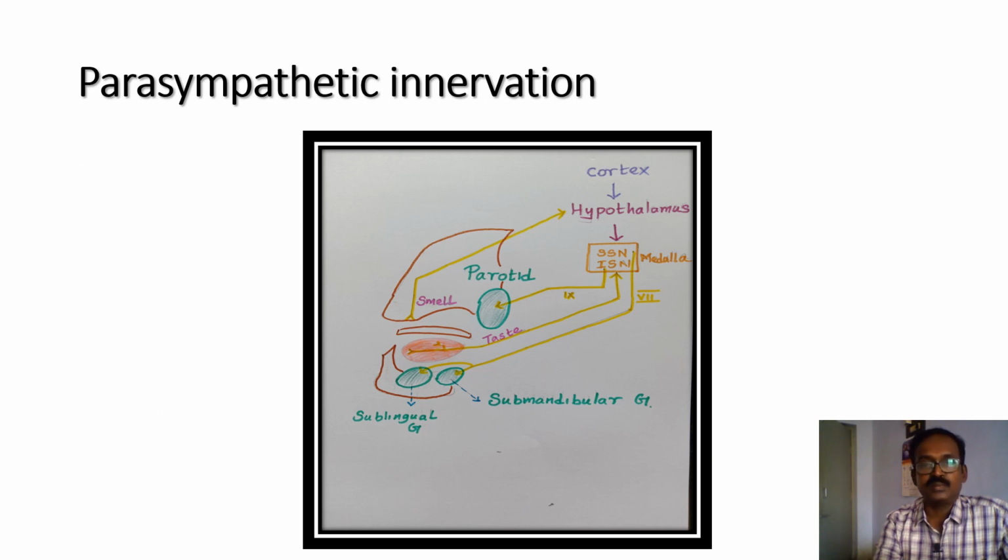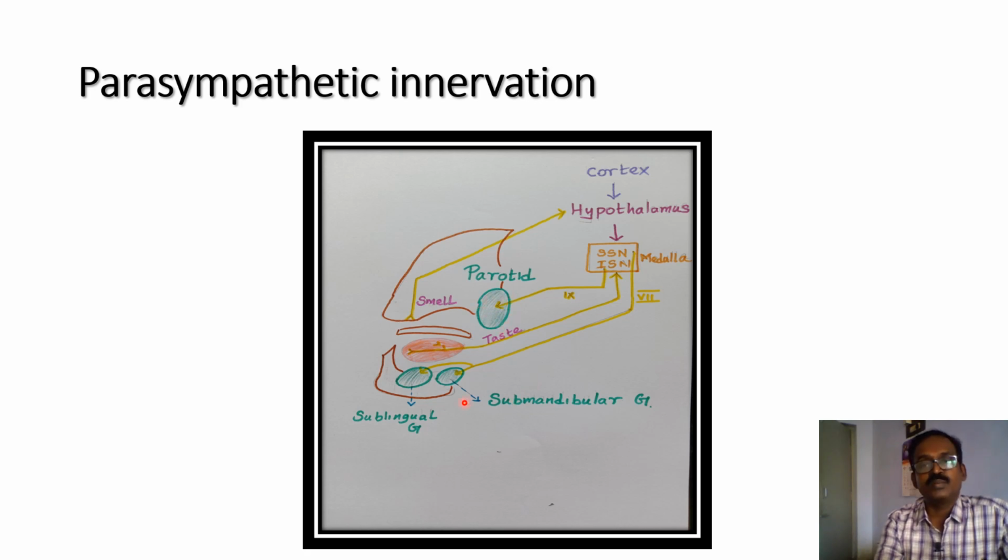Parasympathetic innervation of the salivary gland. The parotid gland receives the supply from the 9th cranial nerve, from the inferior salivary nucleus of the medulla, through the tympanic nerve, tympanic plexus, otic ganglion, and through the glossopharyngeal nerve supplies the parotid.